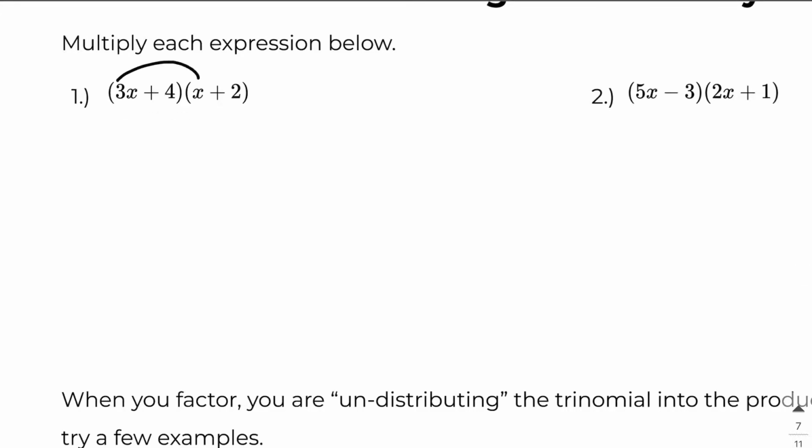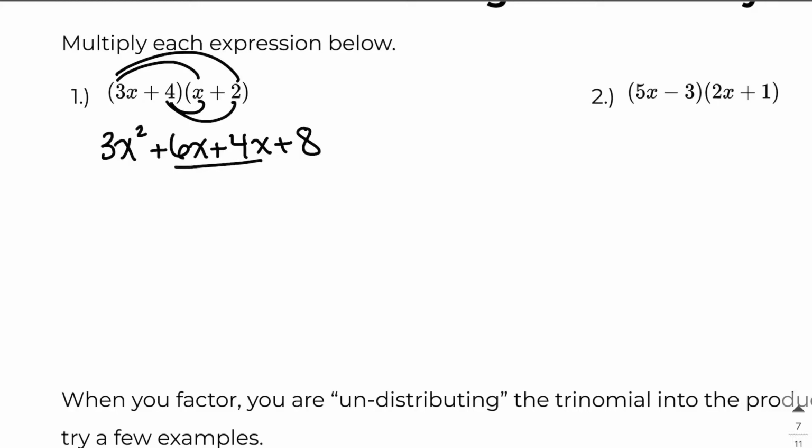So here we would typically multiply 3x by x. We would get 3x squared. 3x times 2 would give us 6x. 4 times x would give us 4x. And then 4 times 2 would give us 8. These are like terms. They give us 10x. And then I just copy everything else down.